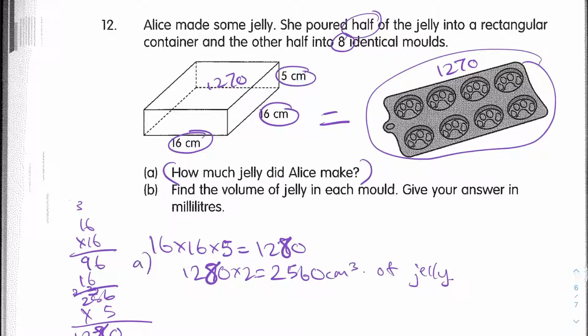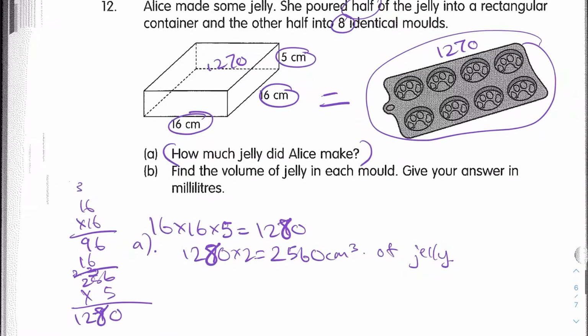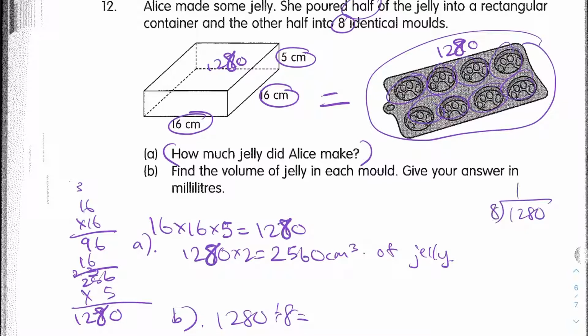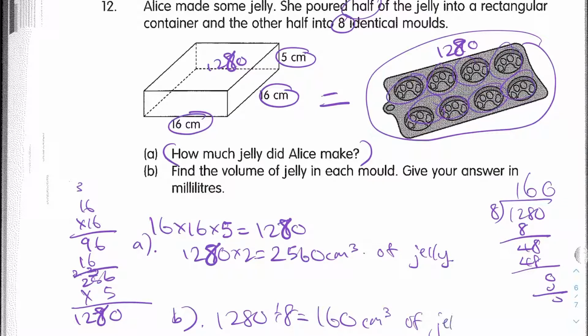This is for A. And then for B, how much jelly is in this mold? There are 8 molds here. 4, 5, 6, 7, 8. So 1,280 divided by 8. So 160 cubic centimeters of jelly.